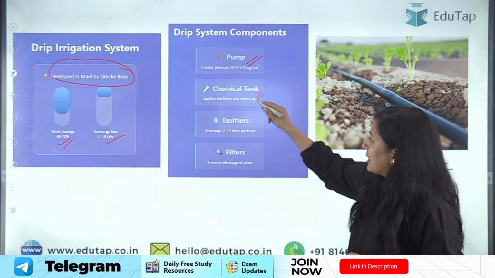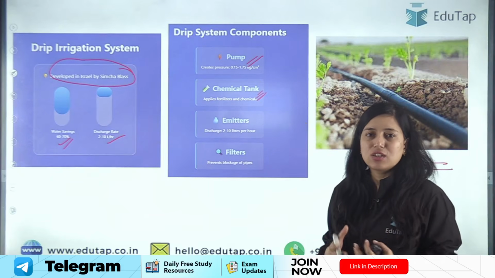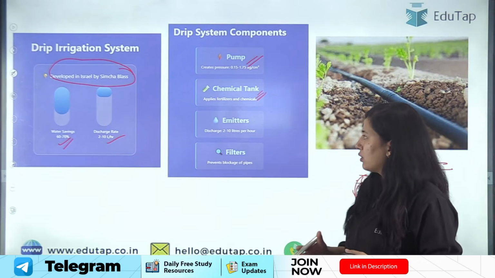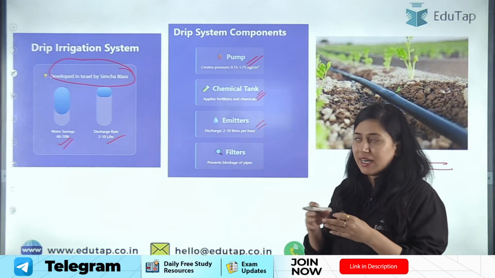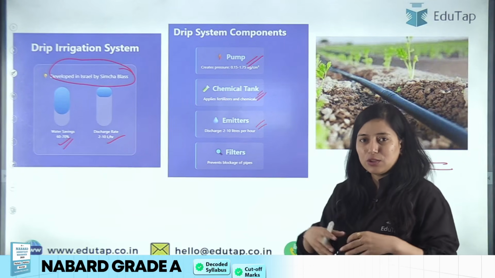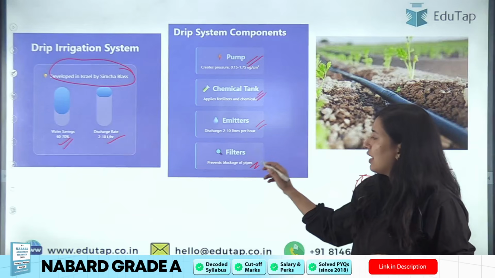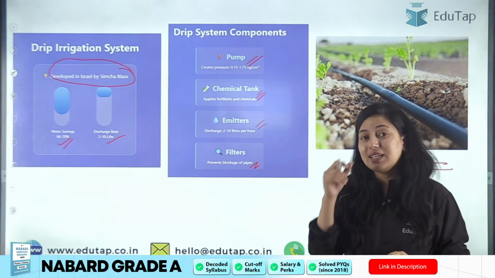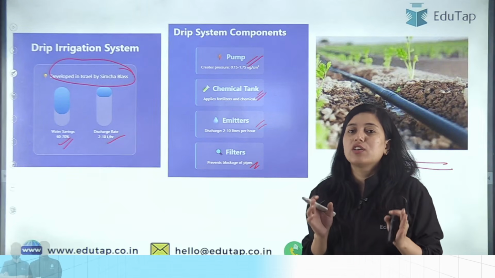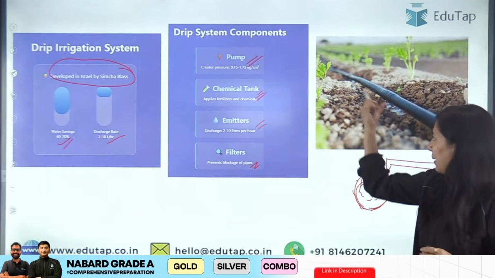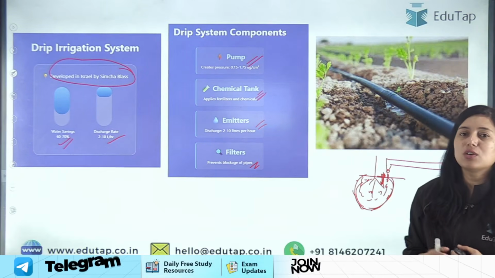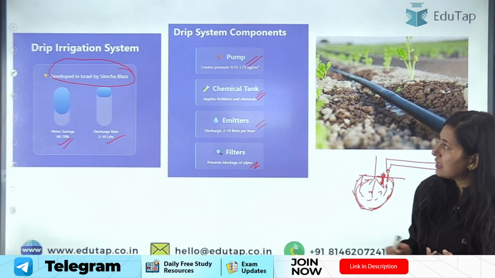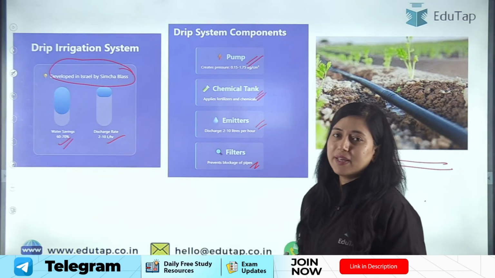So there is a chemical tank where we mix fertilizer or anything that we want to mix along with water. Then we have emitters that will take water from the chemical tank to the different areas. And then we also have filters. Filters are basically there in order to prevent clogging of pores, right? So these are pipes, and these pipes can be clogged. So there are filters also which will prevent the clogging of pipes. So these are the different components of the drip irrigation system.